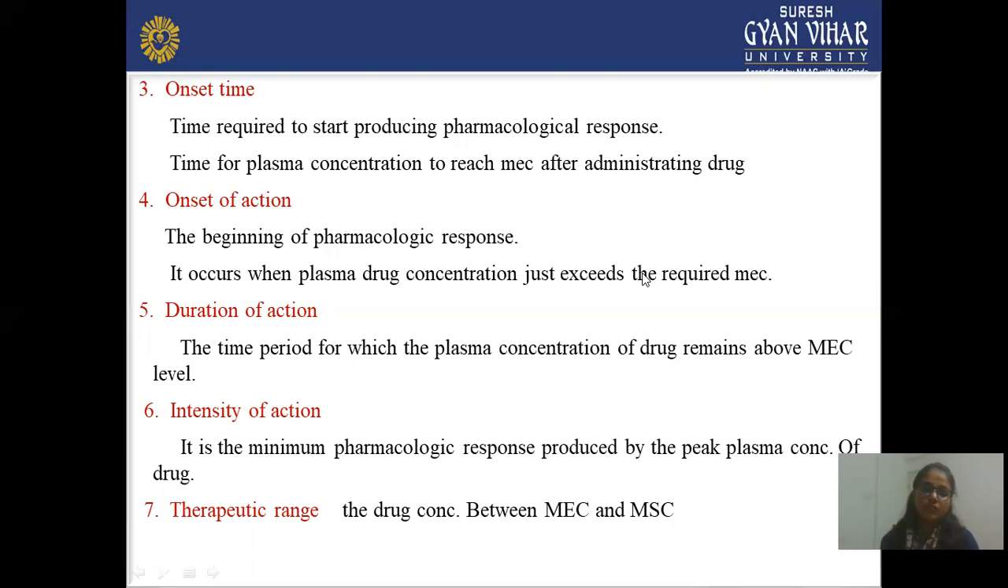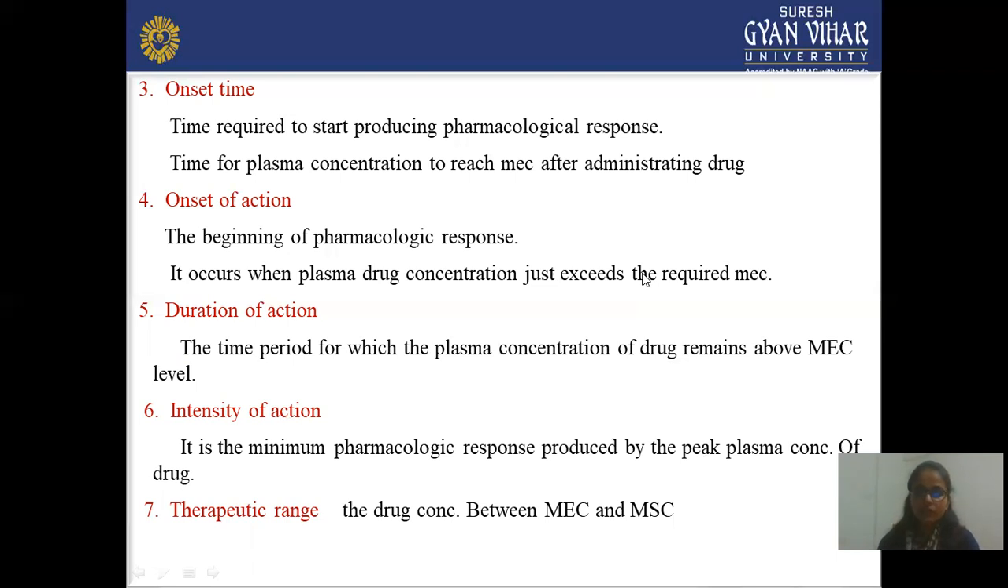Next is duration of action. You can easily understand that duration means the time interval for which the effect is shown. In duration of action, it is the time period for which the drug concentration remains above the MEC level. After the minimum effective concentration is reached, some pharmacological response is produced and the drug is present in plasma. The time for which the drug shows the effect above the MEC is known as the duration of action.